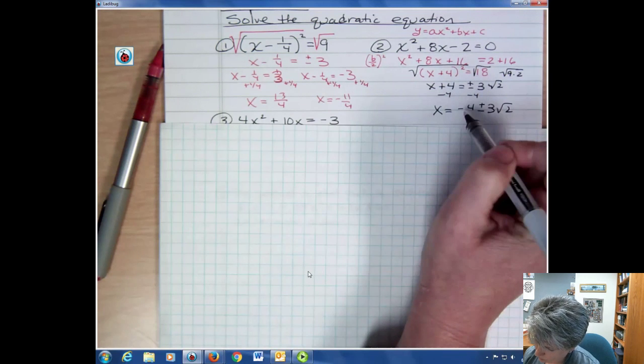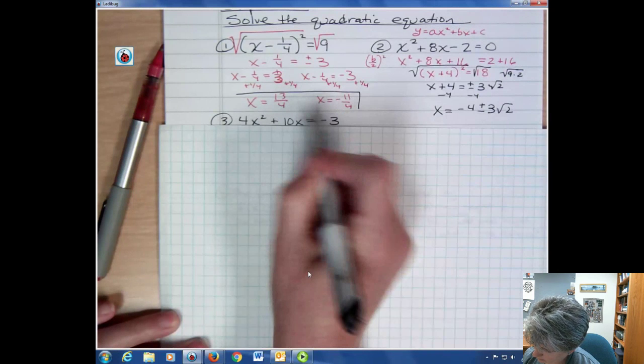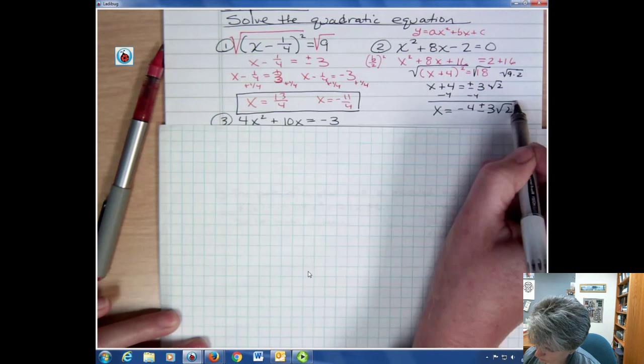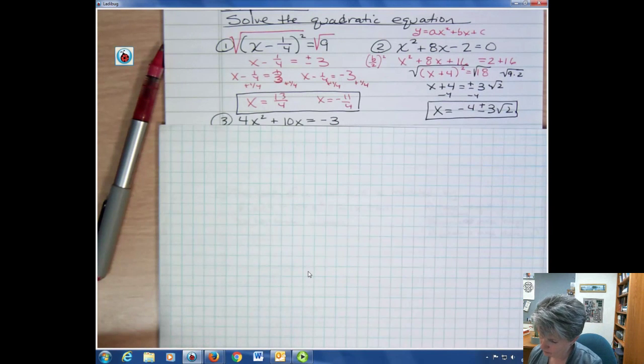Could you have used your quadratic formula on that? Yes. But we would like to see that you can do different methods to solve these. That's 2 different methods, and now here's the third one.